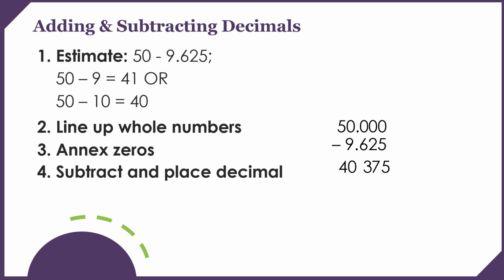And then thinking about that estimate of 41 or 40, with either estimate, the logical place to put the decimal point is between the 0 and the 3 for an answer of 40 and 375 thousandths. What do you think? Do you think students can make more sense of adding and subtracting if they estimate first and think less about what the rule is?